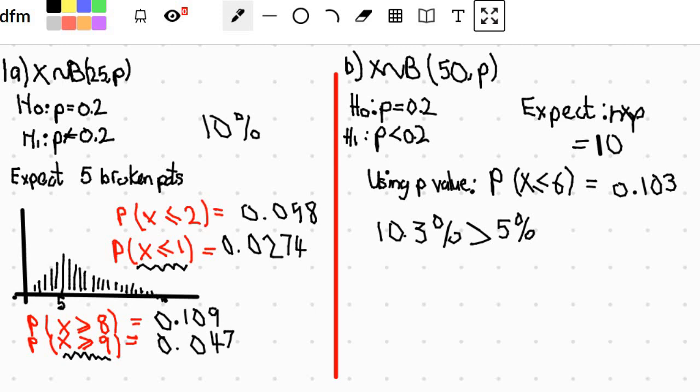So we will be accepting H0. Okay, so there is not enough evidence to suggest that there is any change in the percentage of broken pots. It has not been reduced. And I think that's all you've got to do for question 1.